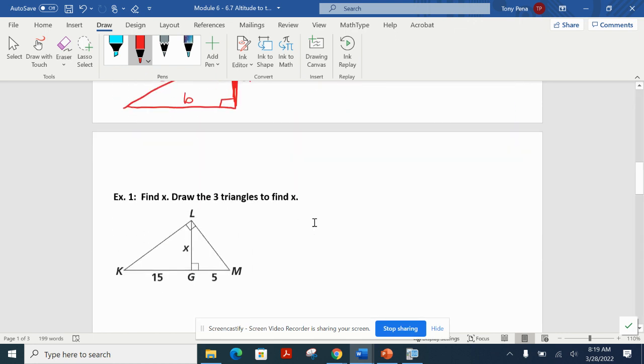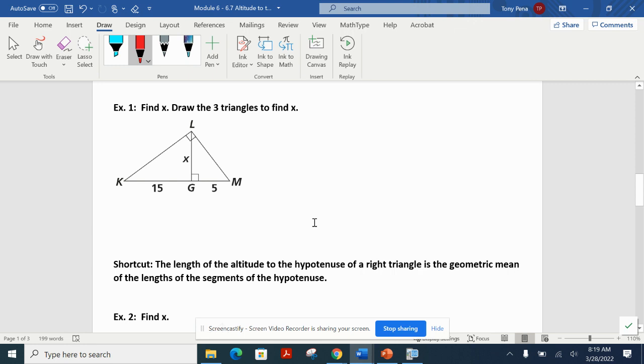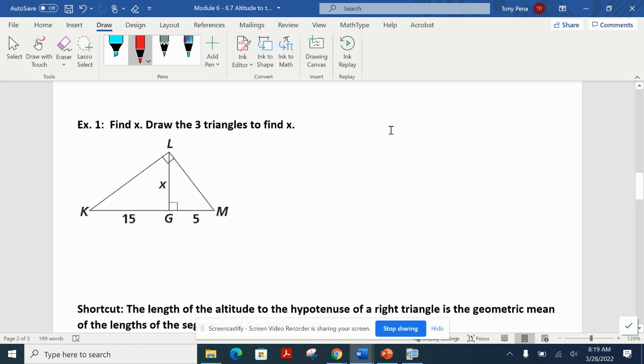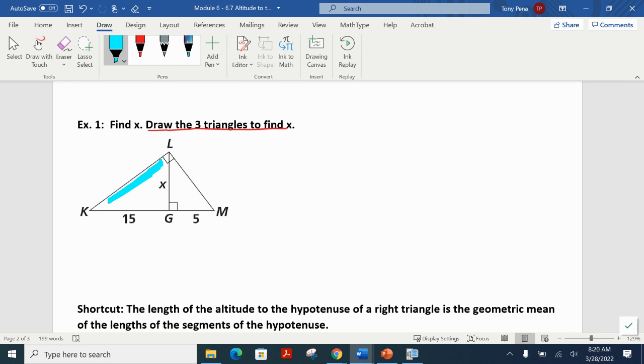So one more time, go to example number 1 on that next page. And now I'm going to give you some values. So now we're going to do a little algebra with this. So let's say I wanted you to find this value of x right here. One of the options we have to do that is to draw our 3 similar triangles. So one more time, let's draw these triangles in.